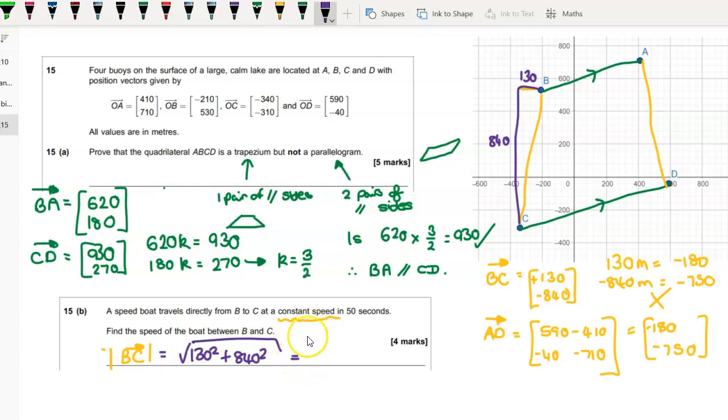Okay, so you can work out your distance there. You'll work that out. You've got your time. And it tells you here all these values are in meters. So for your speed, you're going to use your STD triangle. Speed equals your distance over time. You're going to work out your distance there, divide it by 50. That'll give you your speed in metres per second. Hope that helps.